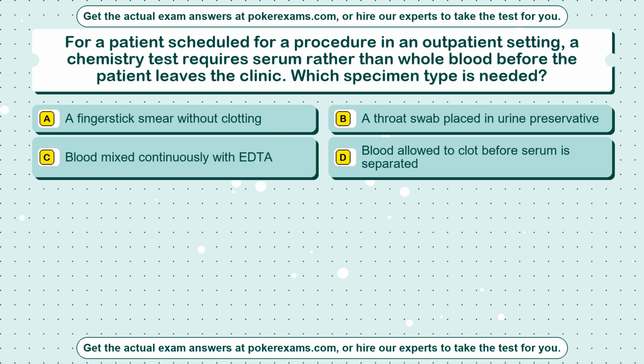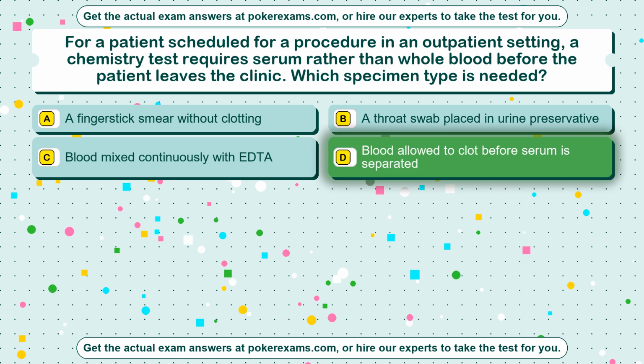Question 90. For a patient scheduled for a procedure in an outpatient setting, a chemistry test requires serum rather than whole blood before the patient leaves the clinic. Which specimen type is needed? Option A, a finger stick smear without clotting. Option B, a throat swab placed in urine preservative. Option C, blood mixed continuously with EDTA. Option D, blood allowed to clot before serum is separated.